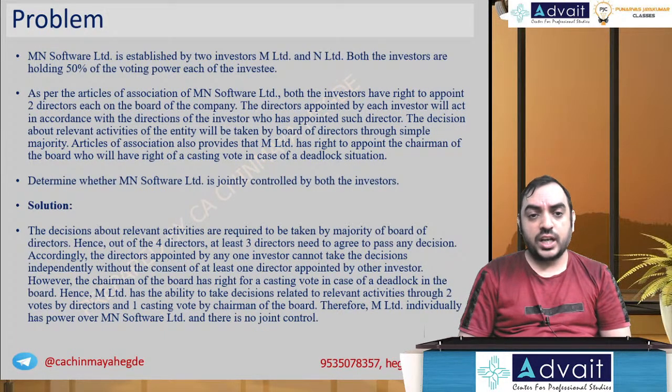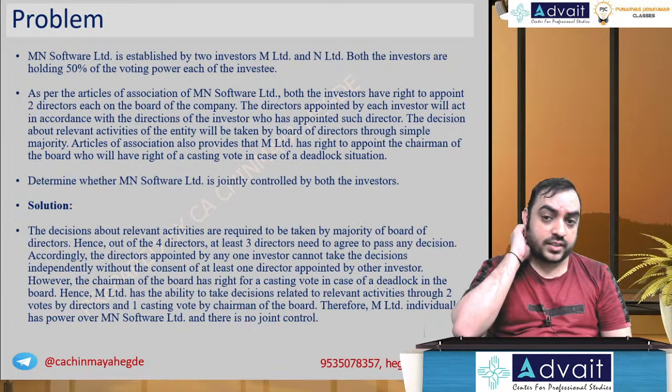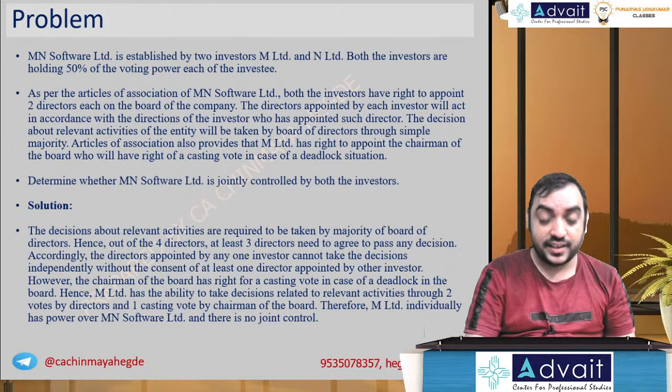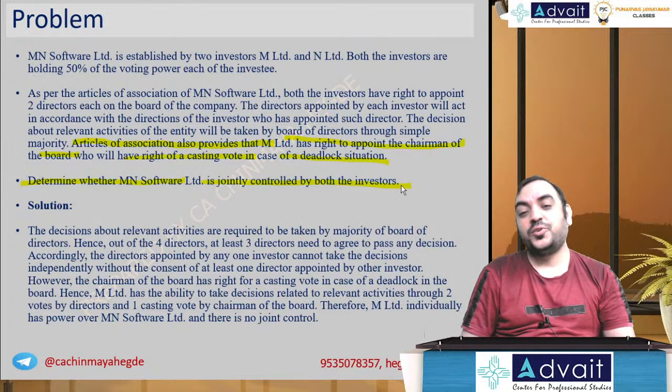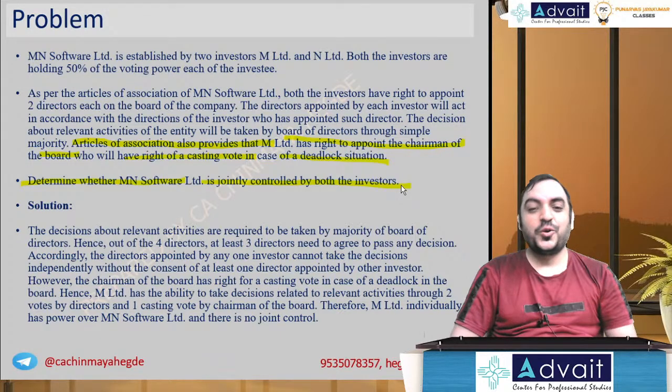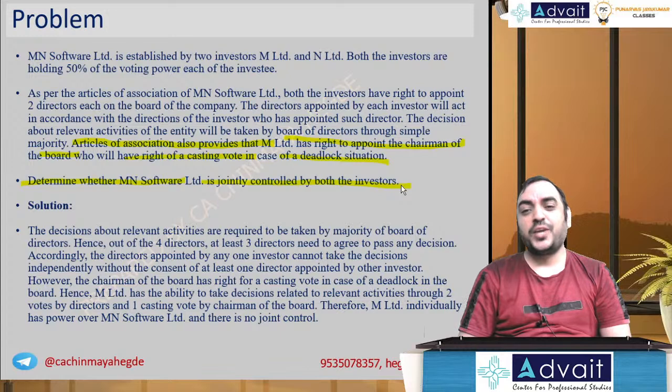The decision about the relevant activities of the entity will be taken by the board of directors through a simple majority. The Articles of Association also provide, read this, important: M Limited has the right to appoint the chairman of the board, who will have the right of a casting vote in case of a deadlock situation. Determine whether MN Software Limited is jointly controlled by both the investors. So what do you think would happen in this situation?